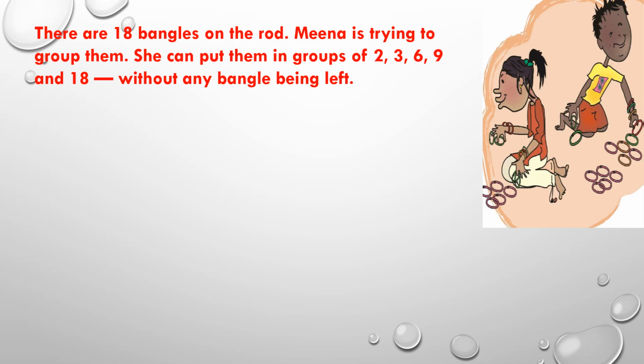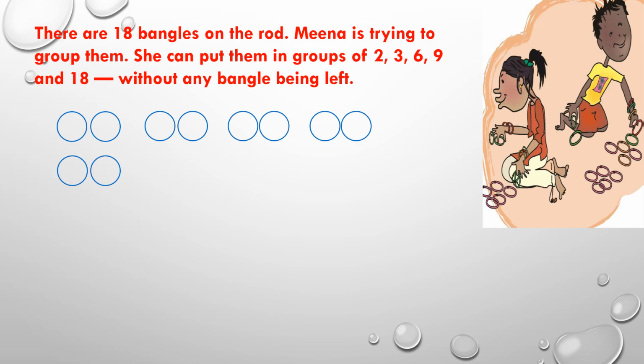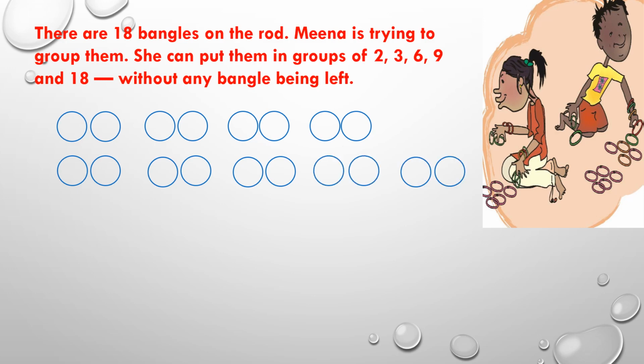First I'll take 2 bangles together, then next 2, then next 2, another 2, another 2, then 2 more, another 2, another 2 and the last pair of bangles. So what you can see, how many groups do I have here? 9 groups. When I am making groups of 2, I have 9 groups.